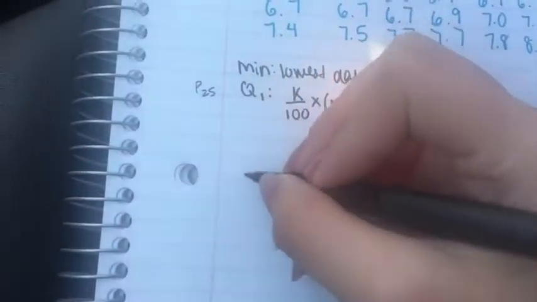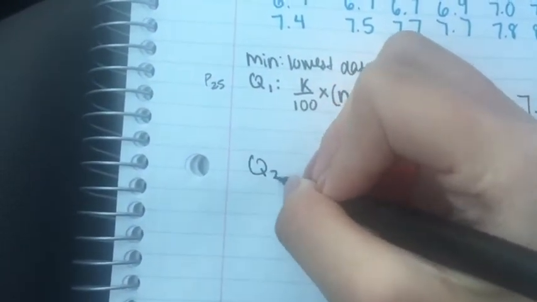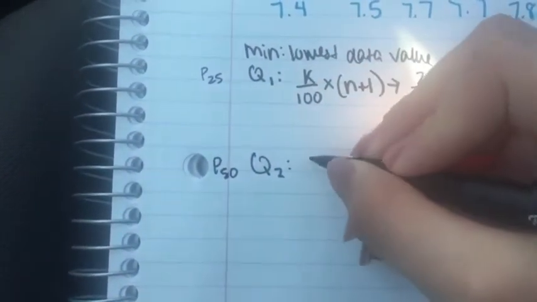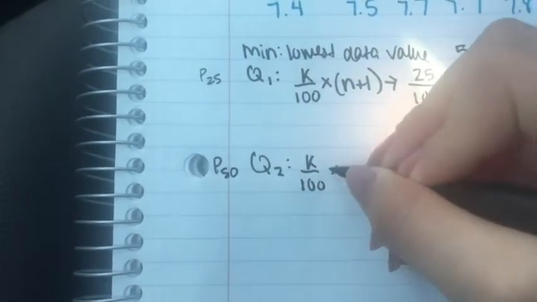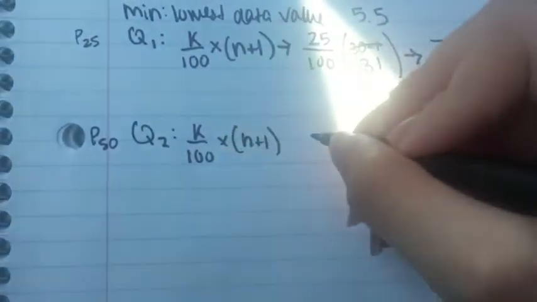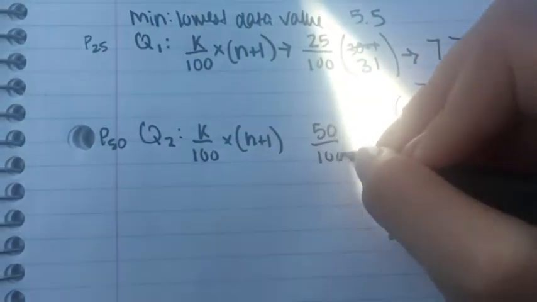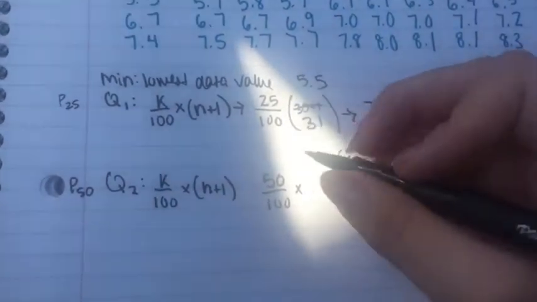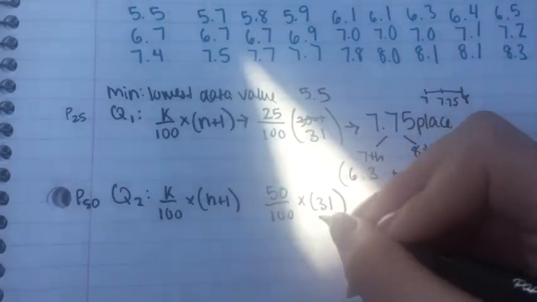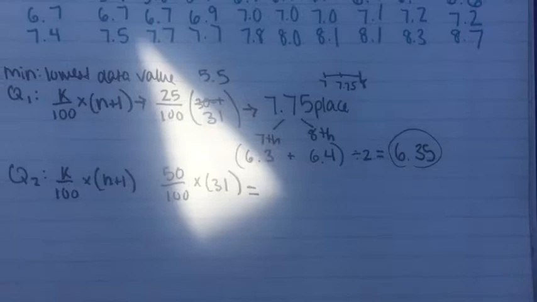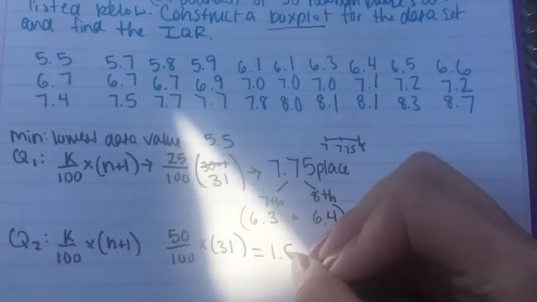And now I'm going to find my second quartile. And then remember how your second quartile is also P50 because it's half of your data, half of 100 is 50. So I'm going to be using the same formula. Instead of 25, I'm looking for the 50th percentile. So 50 divided by 100 times N plus 1. I have 30 numbers still plus 1, so that is still 31. So now I'm just going to plug this into the calculator and see what answer I get. And my answer was 15.5.